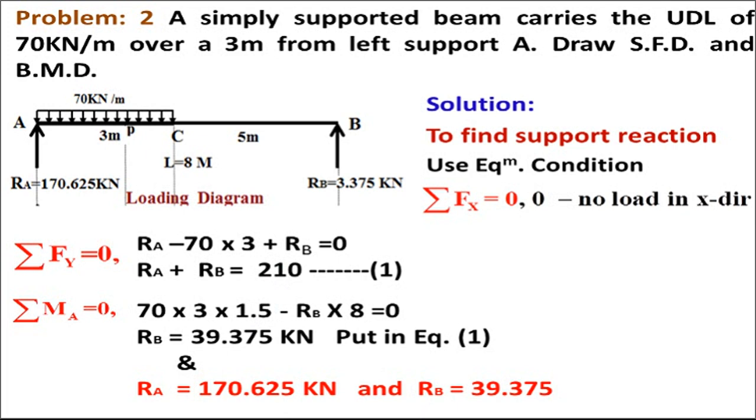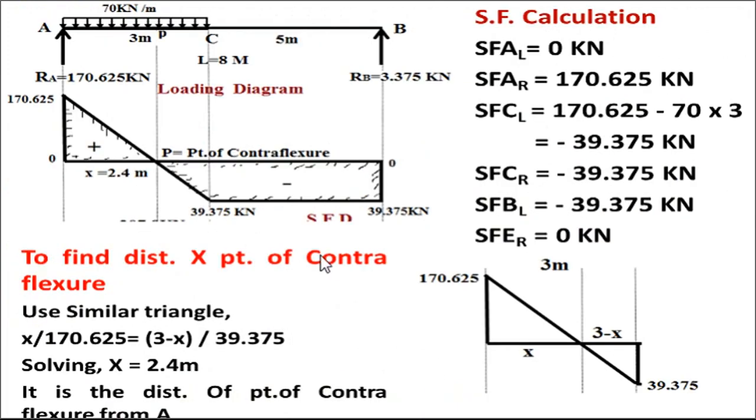After getting RA and RB, the next part of drawing the SFD and BMD is very simple. Now RA is 170.625 and RB is 39.375. Starting with this particular point, draw a horizontal line to draw the SFD. Here the first ordinate is 0. Move by this reaction, 170.625 upward: 0 plus 170.625, minus 70 into 3.